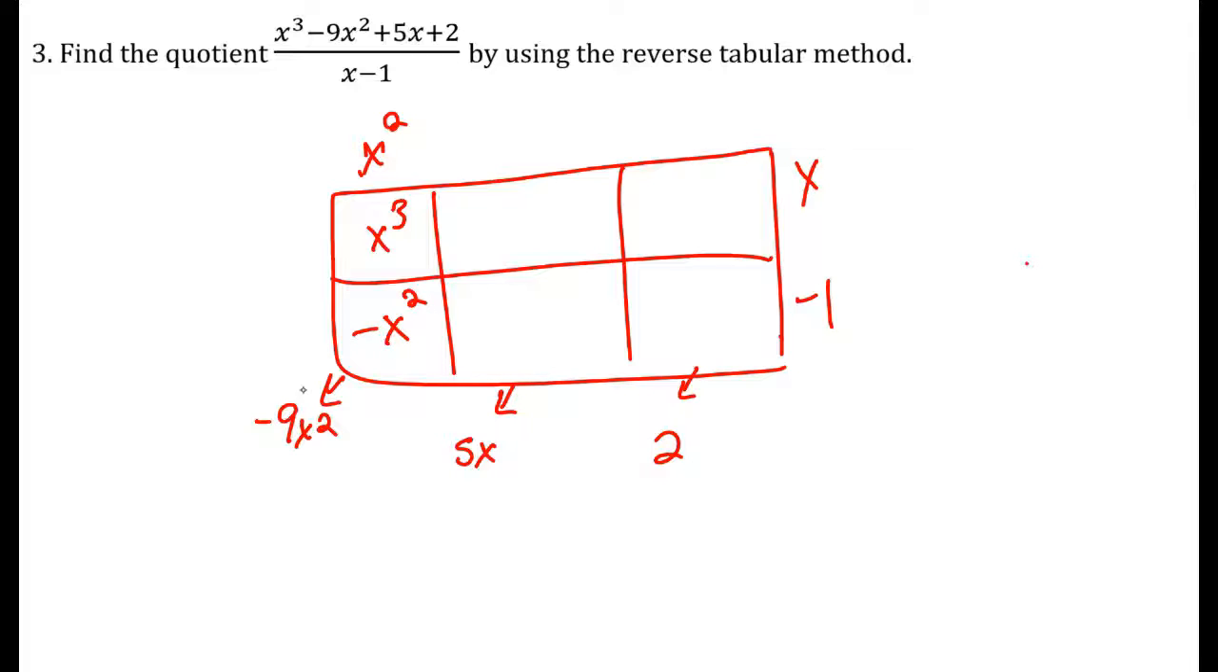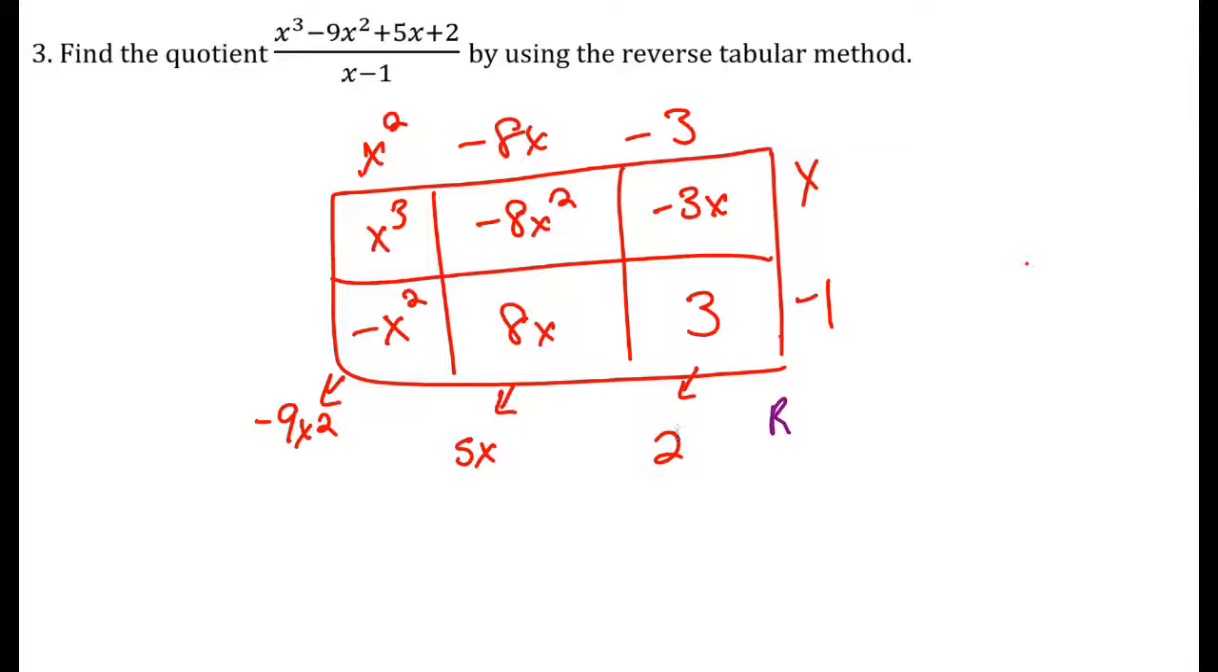But I want negative 9 of them, and I currently have negative 1 of them, so I need another negative 8x squared. Well, negative 8x times x is negative 8x squared. So that gives me a plus 8x there. I have 8 of them, but I only want 5 of them, so I need another minus 3x there. Minus 3 times x is minus 3x. Minus 3 times negative 1 is 3. Now, notice how I want a 2, but I have 3 of them right now, so my remainder is not 0. What this tells me is x minus 1 is not a factor, so we need to figure out what our remainder is.